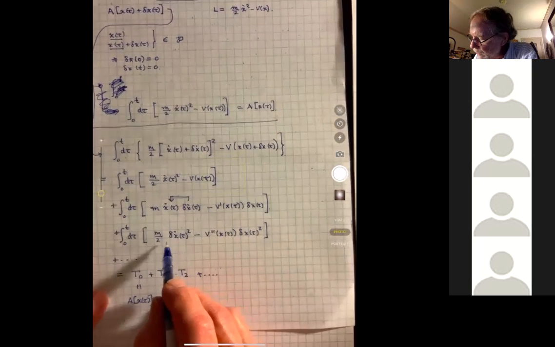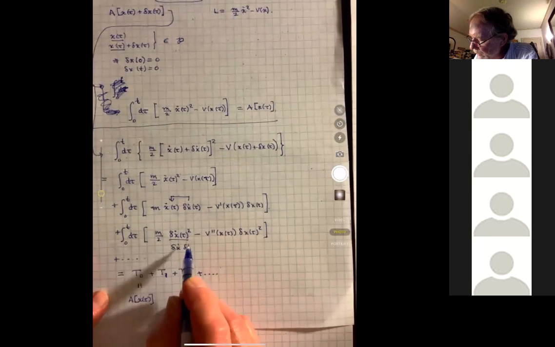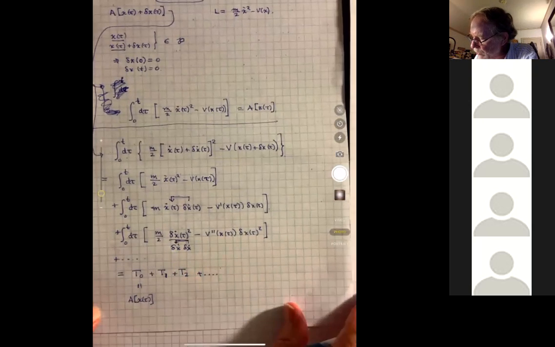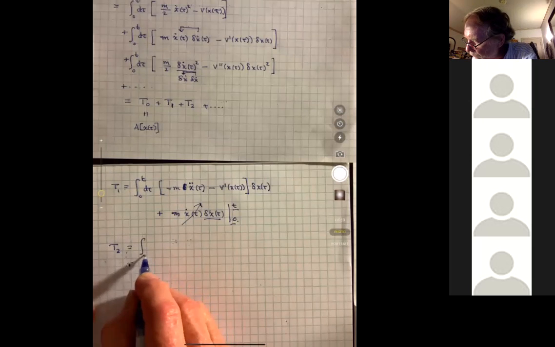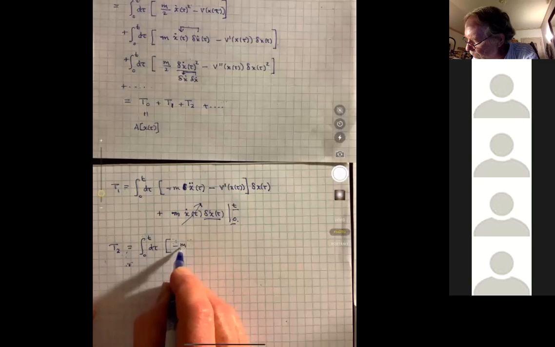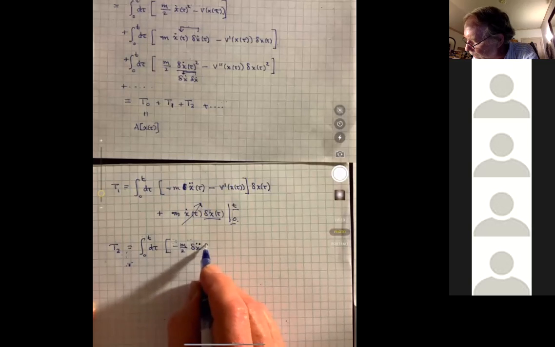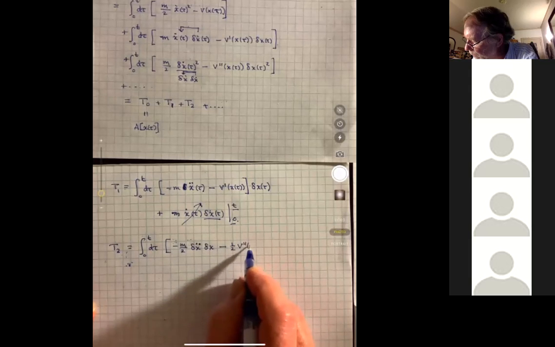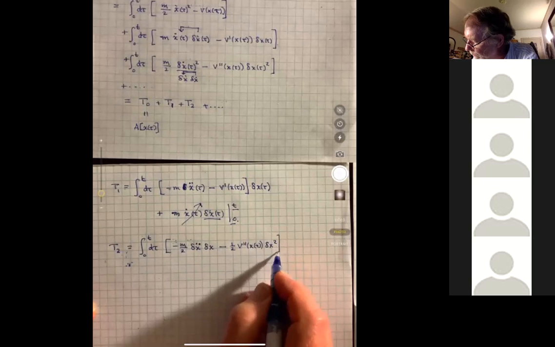Again, I can take this delta x of tau squared. Let me write it as delta x dot times delta x dot. Let's transfer one of the time derivatives over to the other side, and we need to change sign and do integration by parts. And if you do, what you get is that T2 is the integral from 0 to t d tau. The first term is minus m over 2 times delta x double dot times delta x. And then we have minus 1/2 V double prime of x of tau times delta x squared, like so.